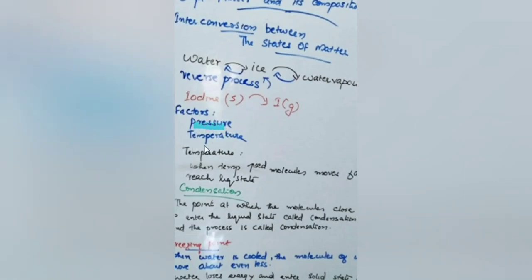See here, they are pressure and temperature. Considering temperature, when temperature increases, molecules move faster. That is, when we apply heat or raise the temperature, the molecules move here and there faster to reach the liquid state. Condensation is the point at which the molecules are close enough to enter the liquid state. The transfer from one state to another is known as the condensation point, and the process is known as condensation.